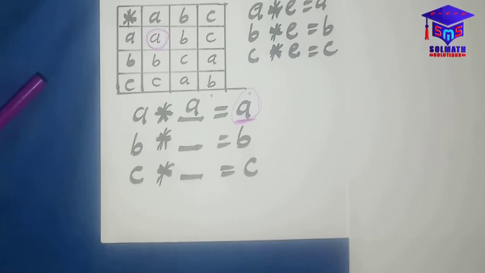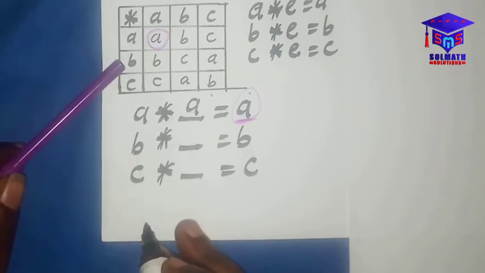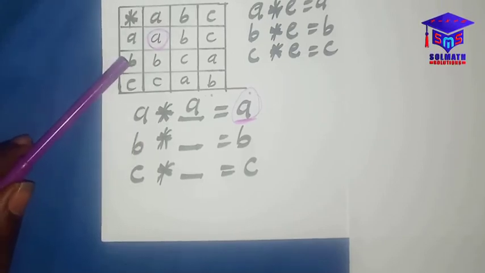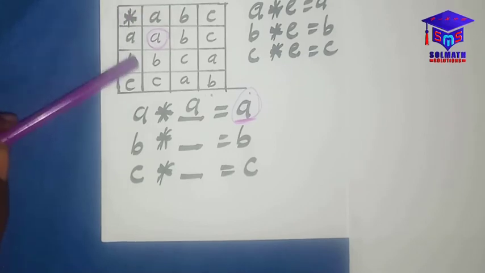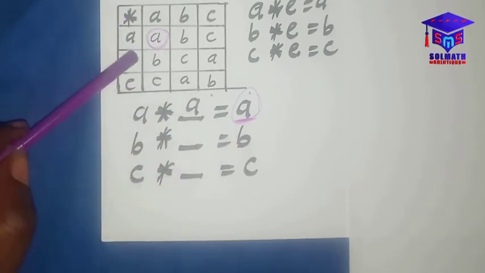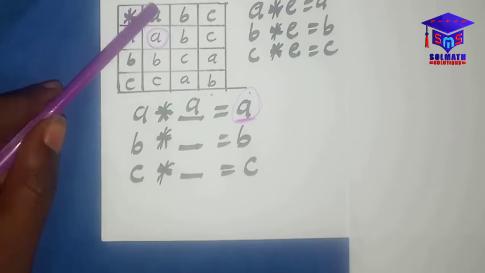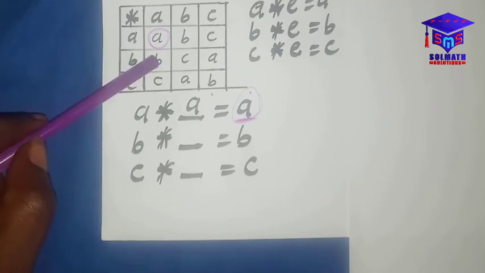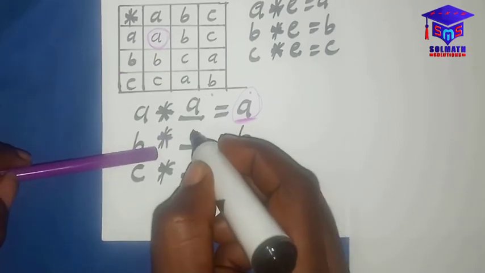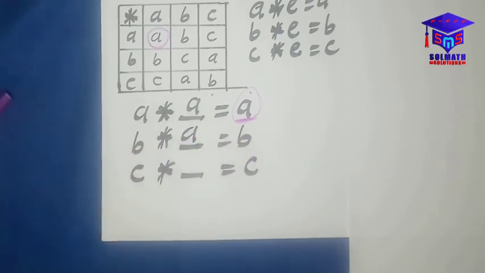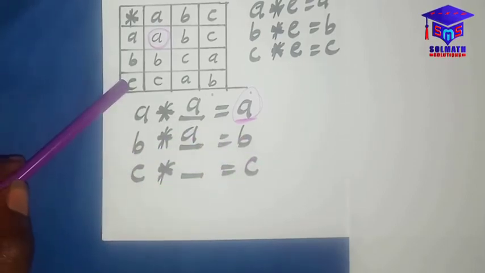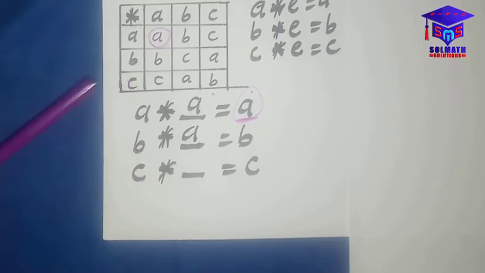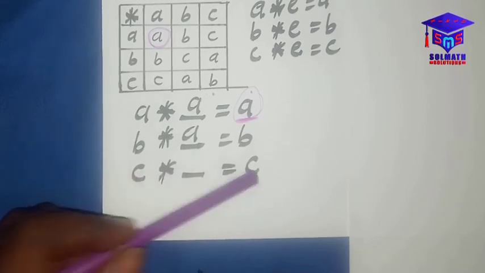Now if you come to the B, this B you see over here is the B over here. So this B operation, which element will give us B? You realize that you have B operation A giving us B. B operation A giving us B. Then the C you see over here is the C we have over here. So now C operation, what is going to give us C?